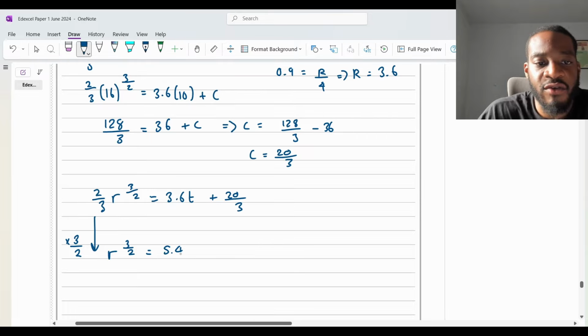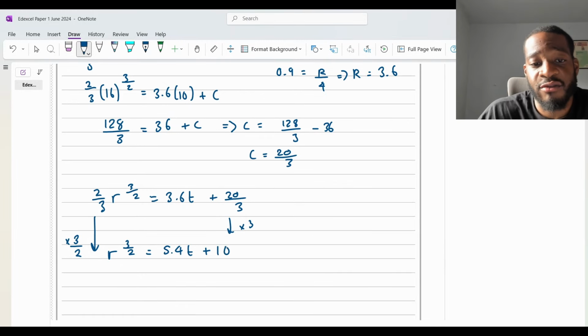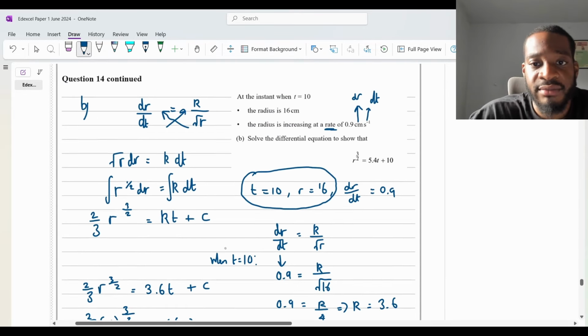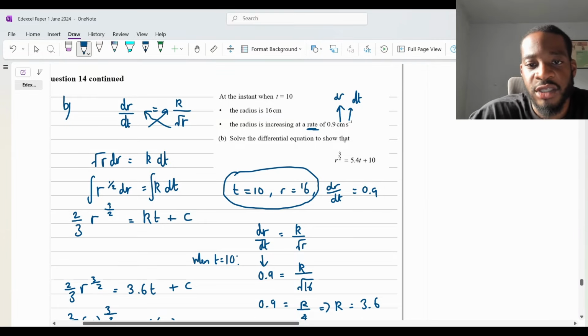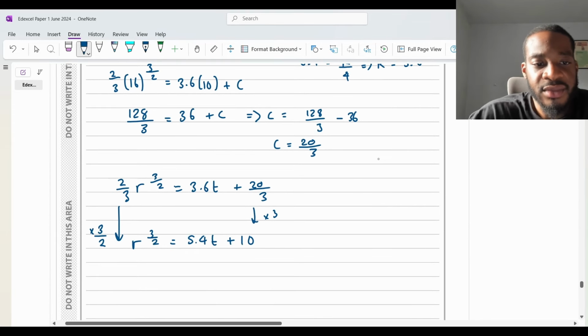So I get 5.4t plus, and then that one's easy. Times that by 3, the 3's cancel. Divide by 2, that's 10. For sure, you don't even need a calculator for that one. And if we look at the show that, that's exactly what they got. r to the 3 over 2 is equal to 5.4t plus 10. And yeah, that is part B.